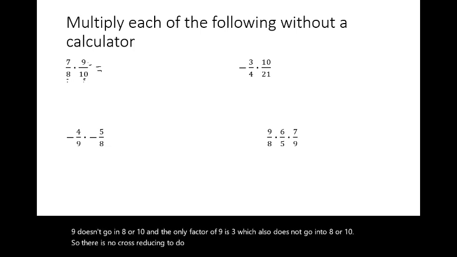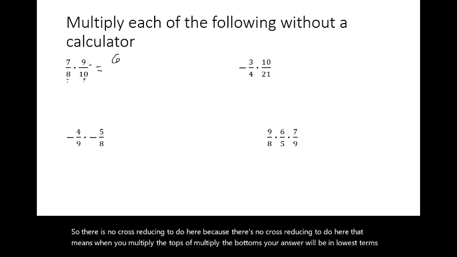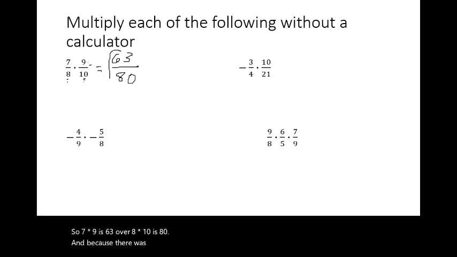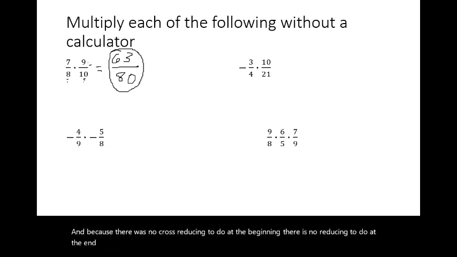Because there's no cross-reducing to do here, that means when you multiply the tops and multiply the bottoms, your answer will be in lowest terms. So 7 times 9 is 63, over 8 times 10 is 80. And because there was no cross-reducing to do at the beginning, there is no reducing to do at the end. 63 and 80 have no common factors other than 1.